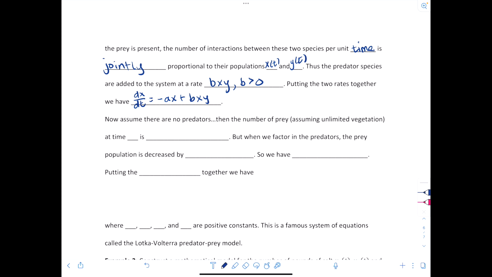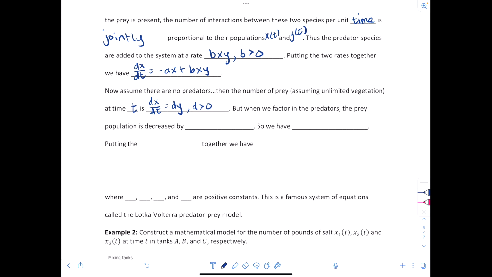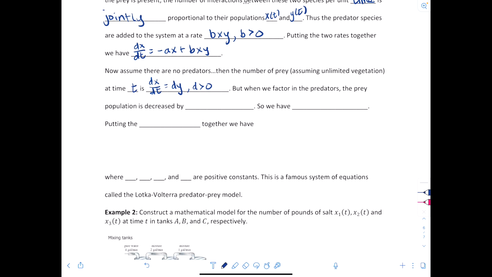Now, if you assume there's no predators, then the number of prey, assuming unlimited vegetation at time t, is dy/dt is equal to d times y, where d is greater than 0. But when we factor in the predators, the prey population is decreased by c times x times y, where c is greater than 0. So we have dy/dt would equal d times y minus c times x times y.